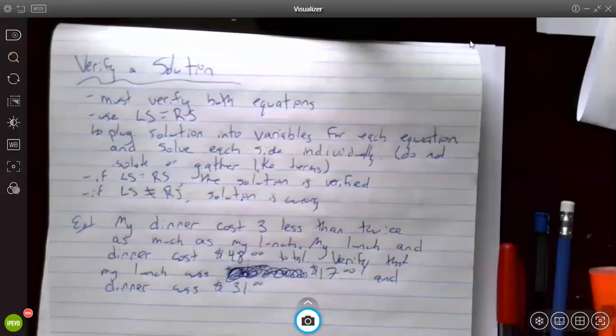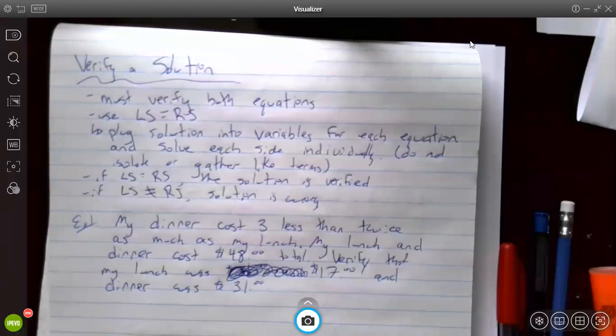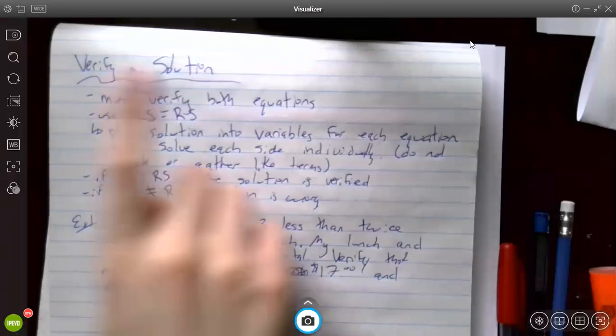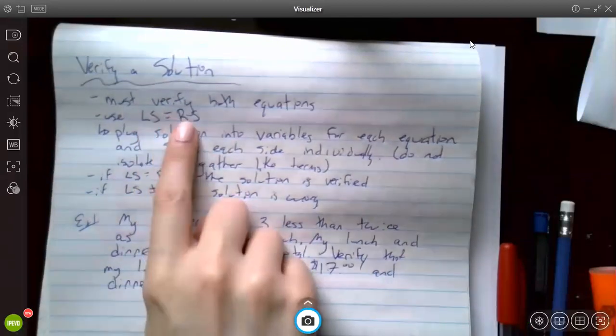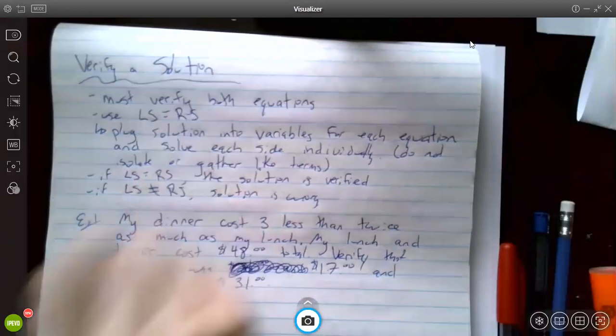Okay, so these are the things you have to keep in mind when you are verifying a solution. First of all, you must verify both of your linear equations. Sometimes you will have a solution that works for one and not the other, and the solution isn't right unless it works for both. So always check both equations. We're going to verify a solution by using something called left side equals right side, LS equals RS for short.